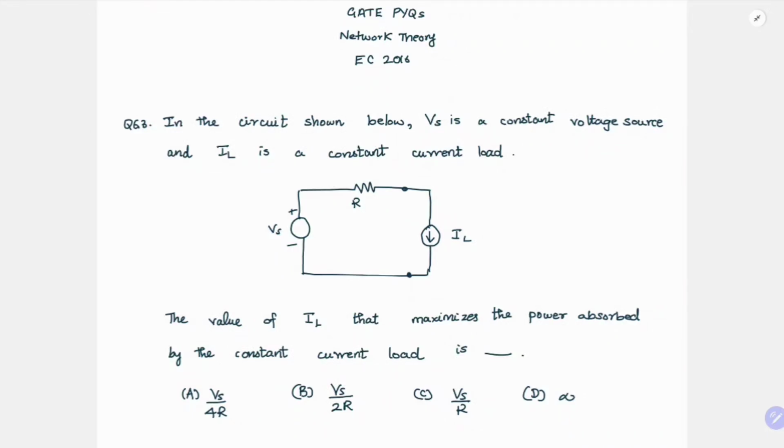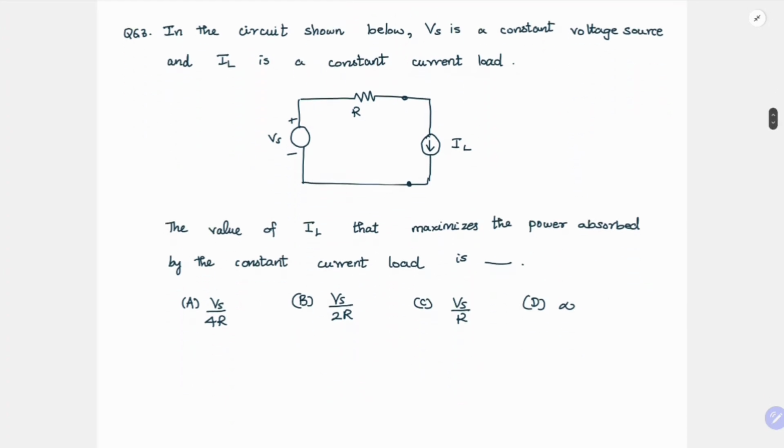Hello guys, welcome back. So here we have another question on network theory from GATE EC 2016 and it is a very interesting question. In the circuit shown below, Vs is a constant voltage source and IL is a constant current load. So this is the circuit. Here we have a constant voltage source which has a series resistance of R, and IL is your load. The value of IL that maximizes the power absorbed by the constant current load is dash.